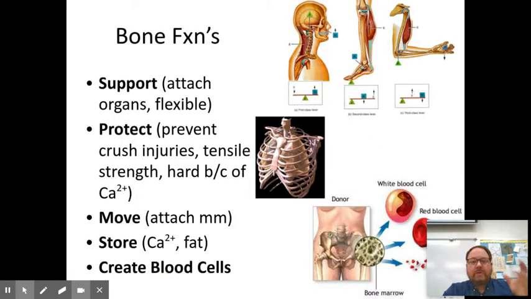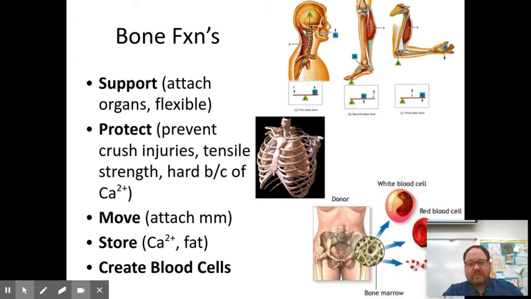All right, so what do bones do for us? Well, we have several different functions of bone. The first that we look at is the idea of support. Muscles and organs are attached to the bones, so they're provided support from the skeletal system.